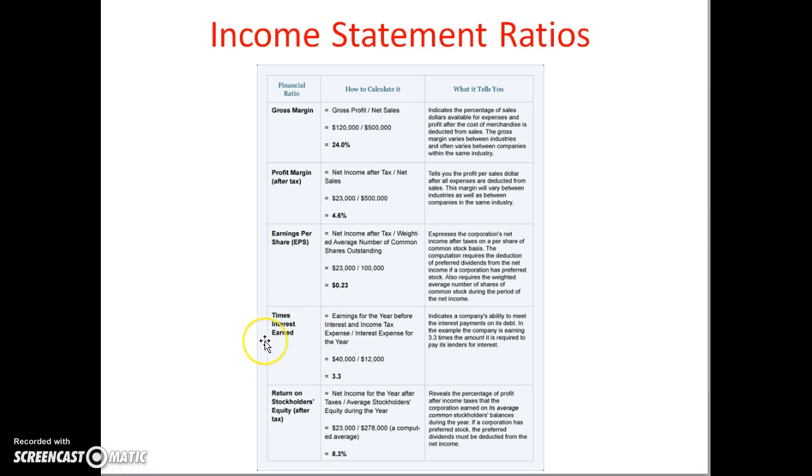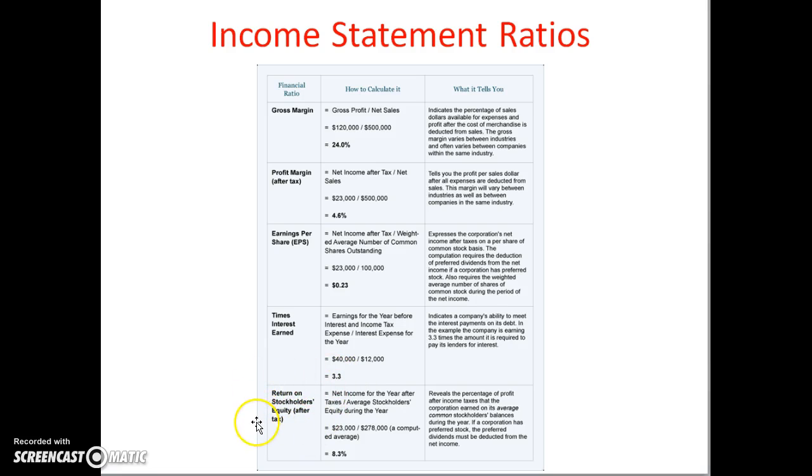Another ratio is called the times interest earned. We'll take the earnings for the year before interest and income tax and divide that by interest expense for the year. So in this example, we'll take $40,000 and divide it by 12,000 and come up with a ratio of 3.3. This will indicate the company's ability to meet interest payments on its debt. In this example, the company is earning 3.3 times the amount it is required to pay its lenders in interest.